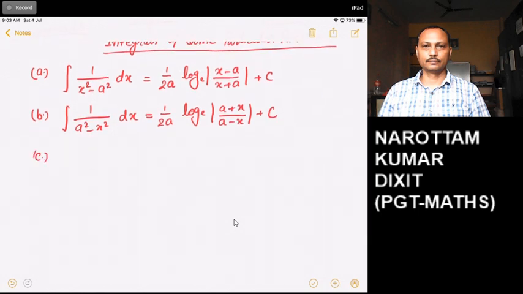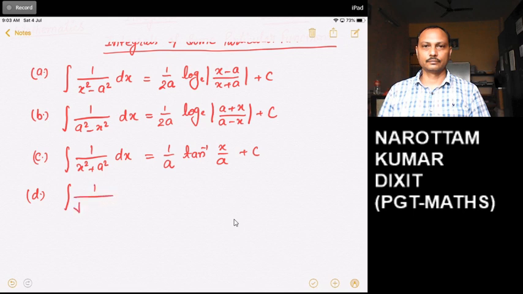The third one is integral of 1 upon x square plus a square with respect to x, it is equals to 1 upon a tan inverse x upon a. And fourth is integral of 1 upon under root x square minus a square with respect to x is equals to log of x plus square root of x square minus a square.